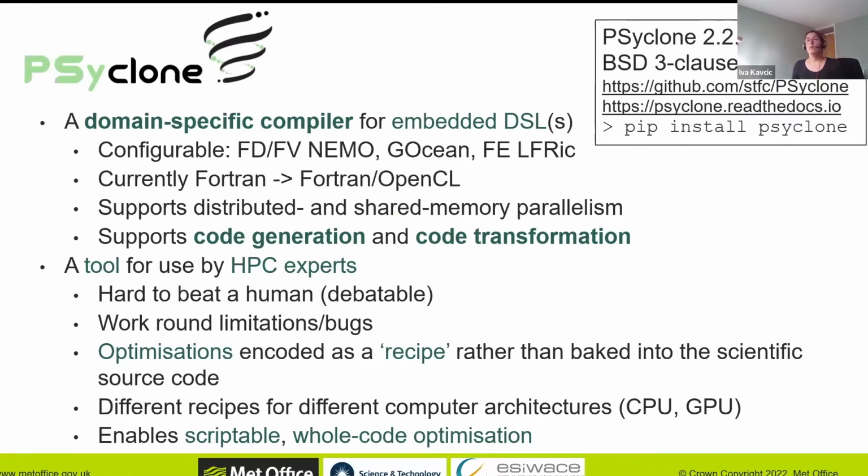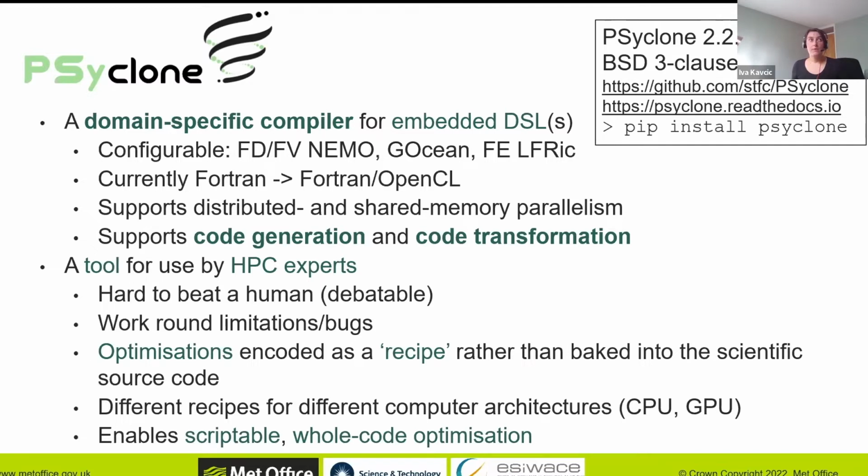As I said before, PSyclone is a domain-specific compiler for embedded DSLs. As I mentioned, it's configurable. It works for the finite difference, finite volume-based NEMO, GOcean, and the finite element-based LFRic. We are currently doing Fortran to Fortran and OpenCL. We support distributed and shared memory parallelism, and it supports code generation and code transformation.